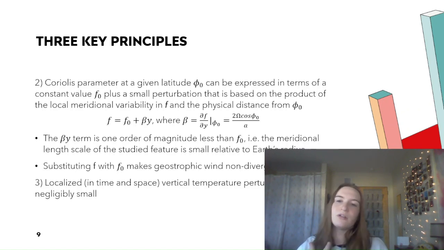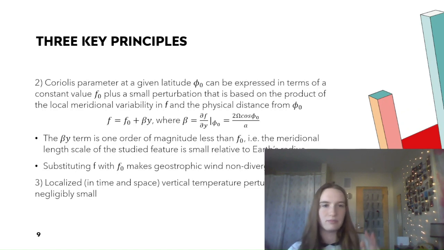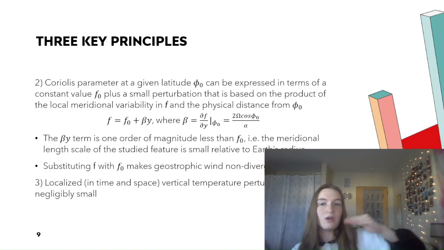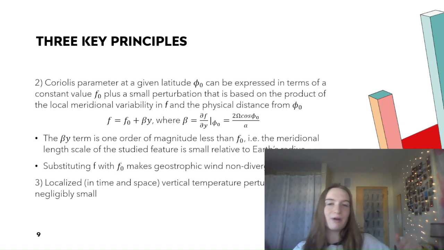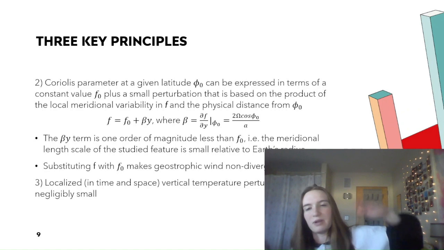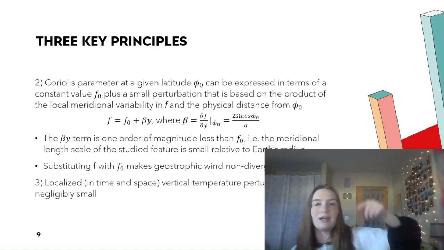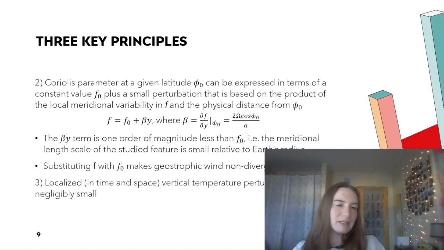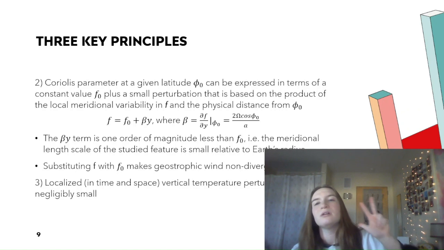Our third assumption is that it's localized in time and space. Vertical temperature perturbations are negligibly small. So if we look at how temperature changes in a vertical profile in time and in space, that temperature profile should remain mainly the same over time and around areas close to it. Any changes should be pretty small, and we don't have to worry about them. Those are our three key geostrophic principles.